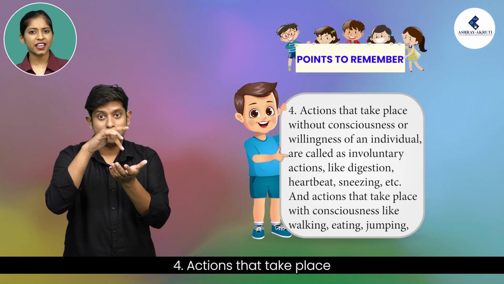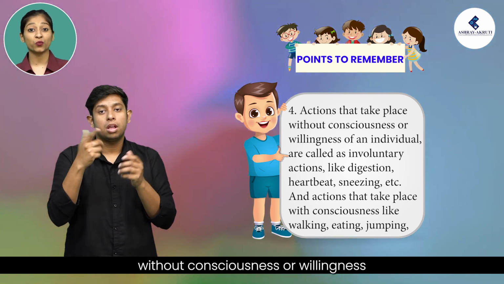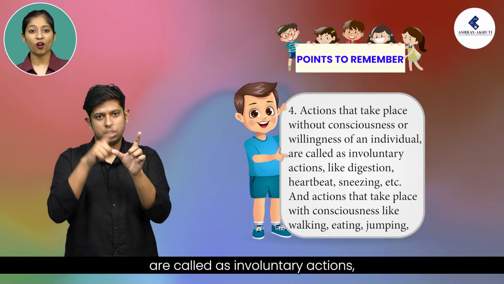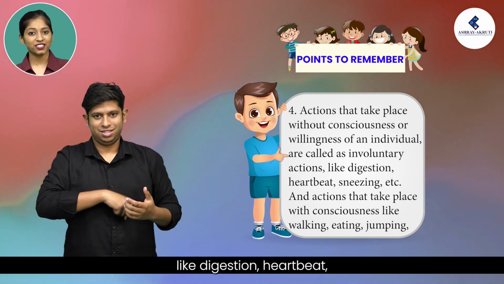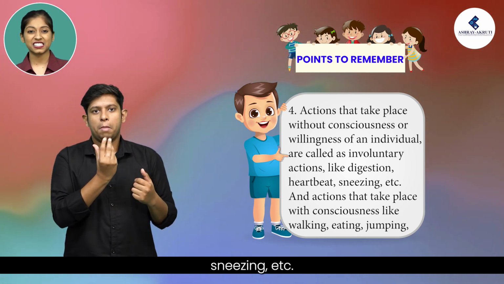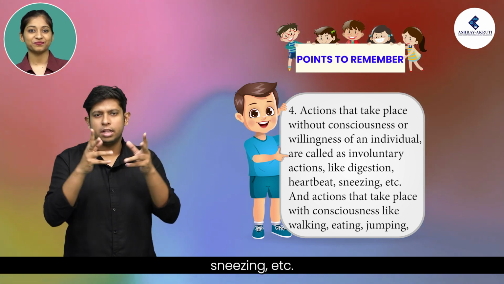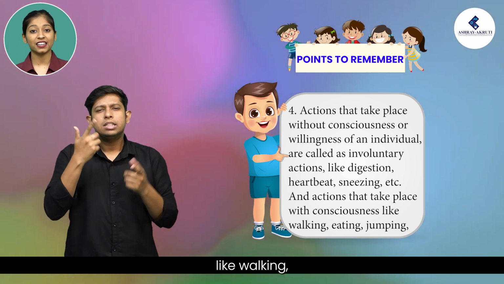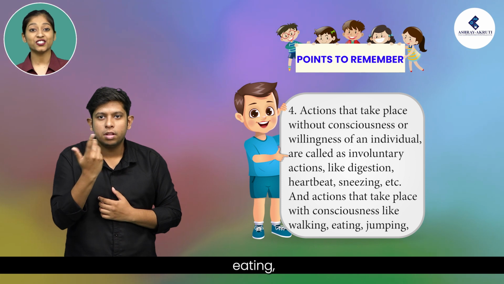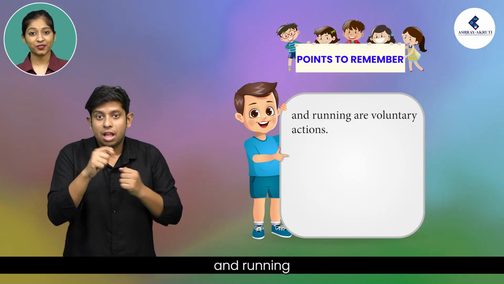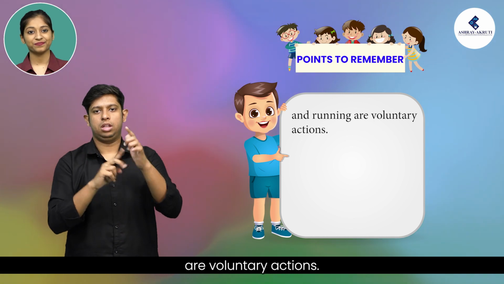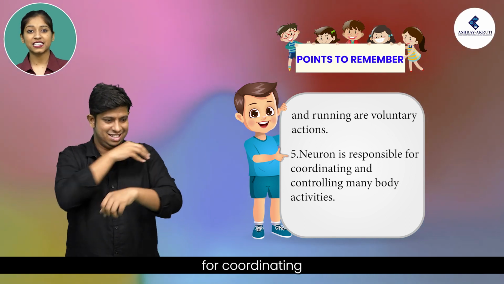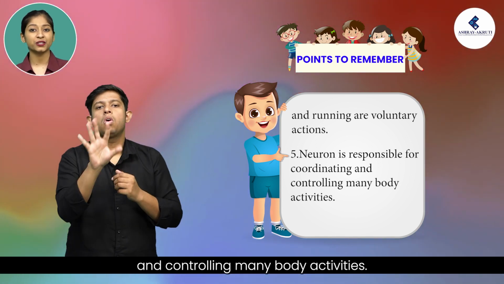Actions that take place without consciousness or willingness of an individual are called as involuntary actions like digestion, heartbeat, sneezing, etc. And actions that take place with consciousness like walking, eating, jumping and running are voluntary actions. Neuron is responsible for coordinating and controlling many body activities.